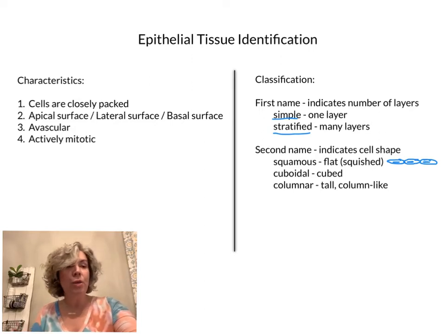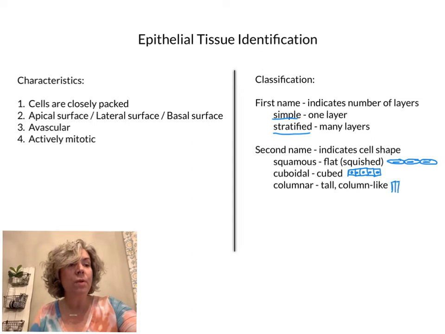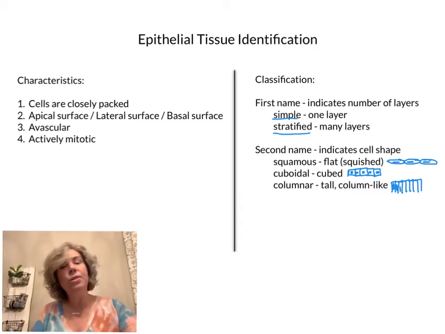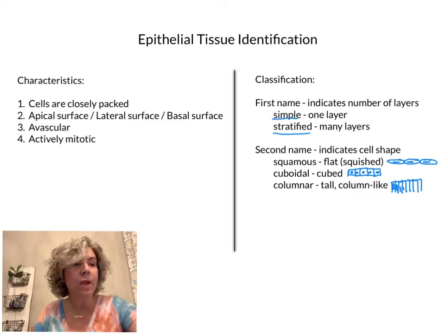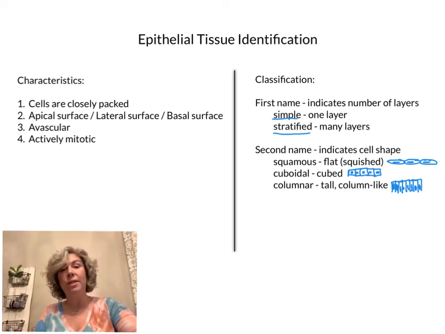Cuboidal is going to look like a cube, so these cells are going to be box-shaped. And since the cells are a bit bigger and they're not squished, you'll typically see a nice round nucleus inside of these cuboidal cells. And lastly are the columnars. Columnar cells are going to form columns. These are going to be very tall cells like so, and that nucleus will almost look kind of like an oval because it stretches out within that column as well. So these little lines that I'm putting inside the cell represent the nucleus in each one.